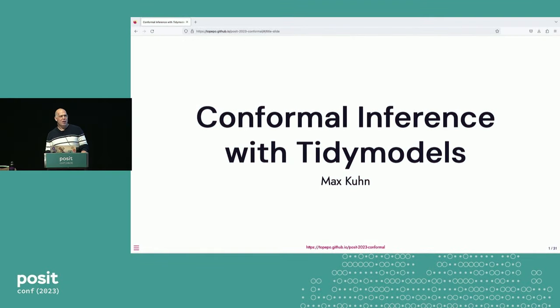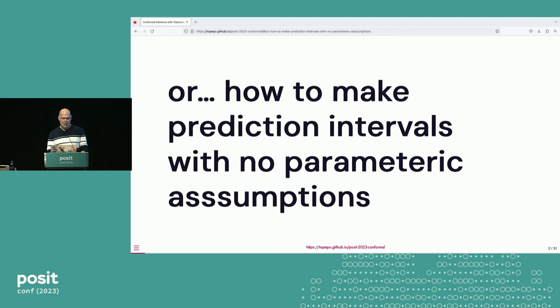So I'm here to talk about conformal inference and how to do that in Tidymodels. Conformal inference, you put those two words together, and if you had asked me maybe a year ago what they mean, as a statistician, I'd be like, I don't know. It's kind of an oddly named technique. In hindsight, maybe a better title for this presentation was how you can make prediction intervals for any type of model without making very many statistical assumptions about your data or your model.